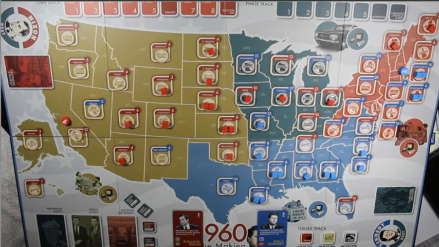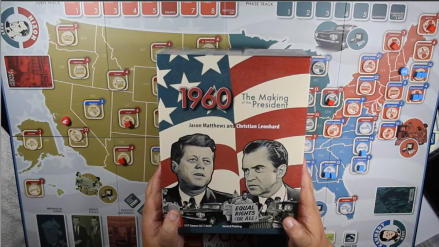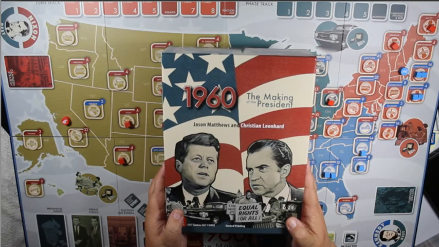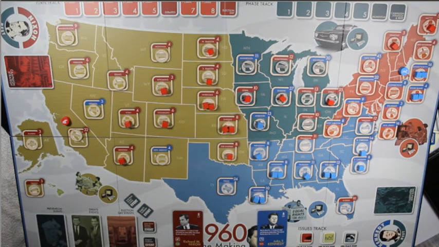1960, The Making of a President by GMT Games. This game was designed by Jason Matthews and Christian Leonhard, and they did a fantastic job with this game. Just fantastic. If you're into this kind of game, you'll see how it plays, you'll see what it does, and I just hope that you're going to enjoy it. We've already done one video, basically going over the rules, and we're going to do the rules in more detail as we go here.